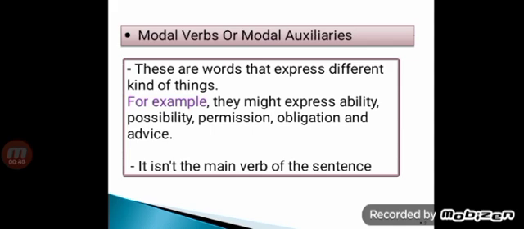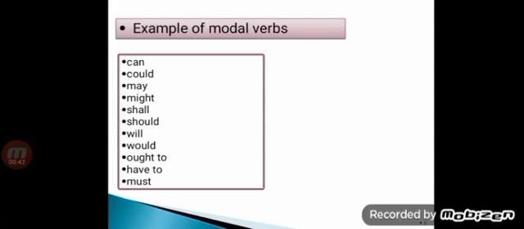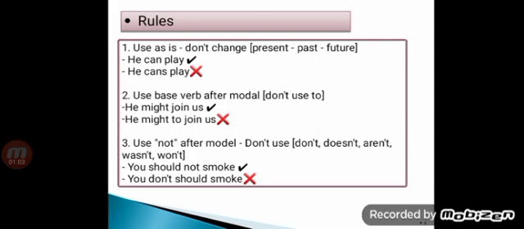Okay? There are some examples of what modal verbs are, like can, could, may, might, shall, should, will, would, ought to, have to, must. There are three basic rules that we should remember to avoid the mistakes.